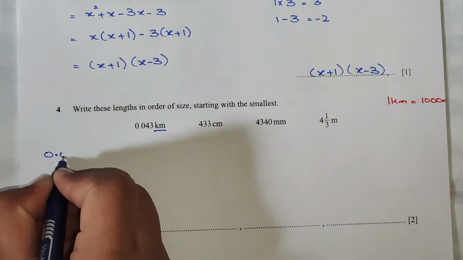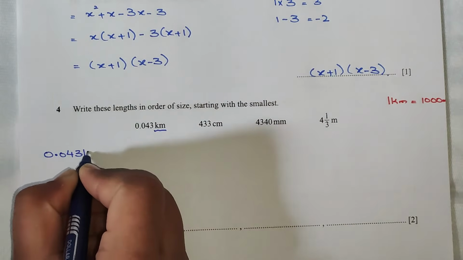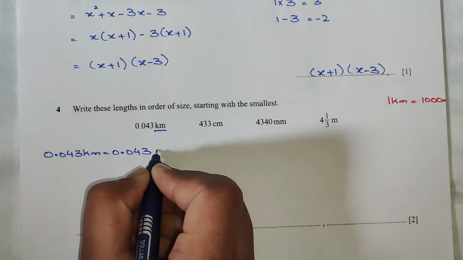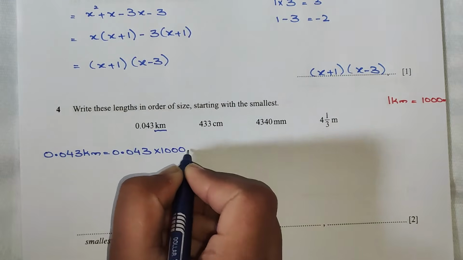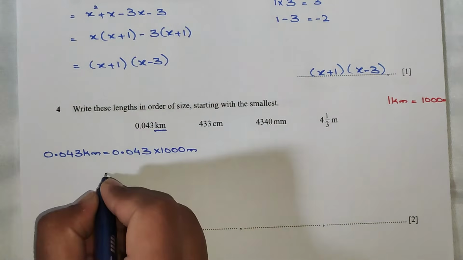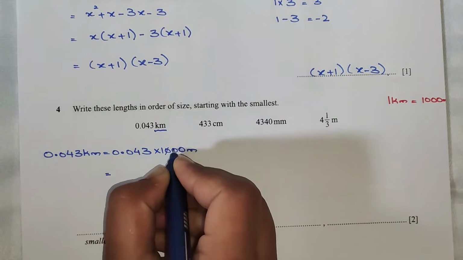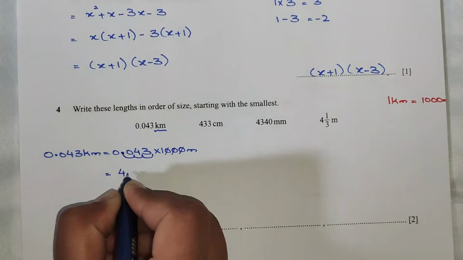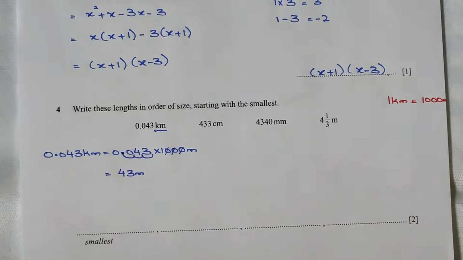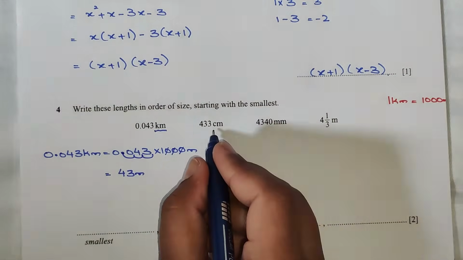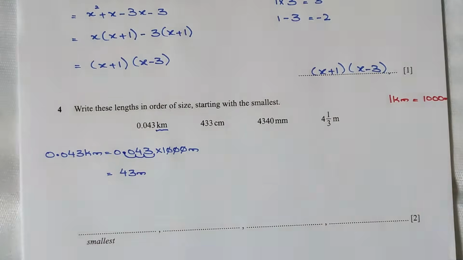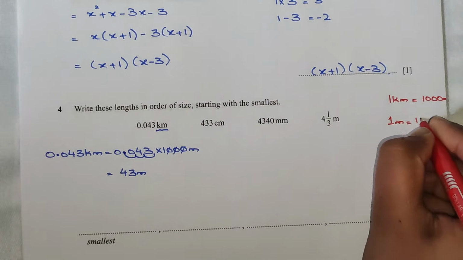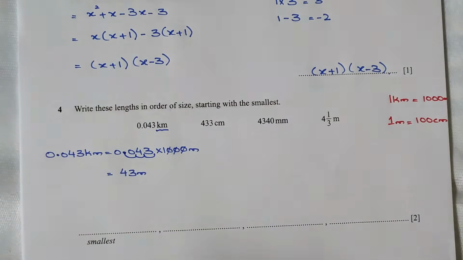So we can say 0.043 kilometer would be 0.043 times 1000 meters, right? We have 3 zeros, 1, 2, 3. So moving the decimal point 3 places, 1, 2 and 3, it would be 43 meters for the first one. Now for the second one we have a centimeter. What is the relation between centimeters and meters? As we know, 1 meter has 100 centimeters, right?